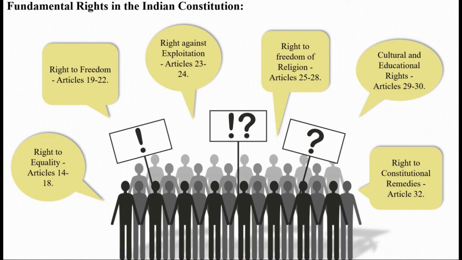The article empowers the Supreme Court to issue writs in the nature of habeas corpus, mandamus, prohibition, quo warranto, and certiorari for the enforcement of rights. The rights guaranteed will not be suspended except as provided by the Constitution. Thus, the Supreme Court is the defender and guarantor of the fundamental rights of the people.